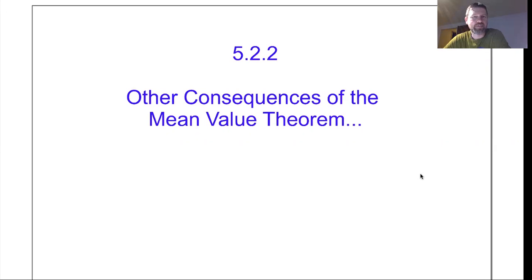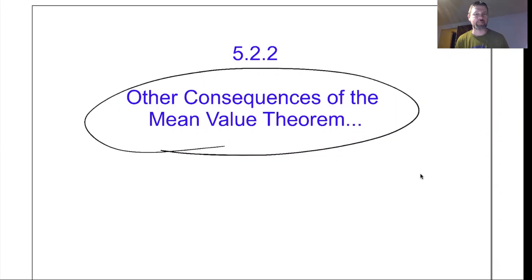Welcome back. 5.2.2, second day of 5.2. Other consequences of the mean value theorem. One of the main consequences of the mean value theorem is something called antiderivatives. So if you downloaded this file, you notice it was called antiderivatives. We're going to talk about what those are and what they mean in just a minute. First, quick recap of the mean value theorem and some of the implications of it.